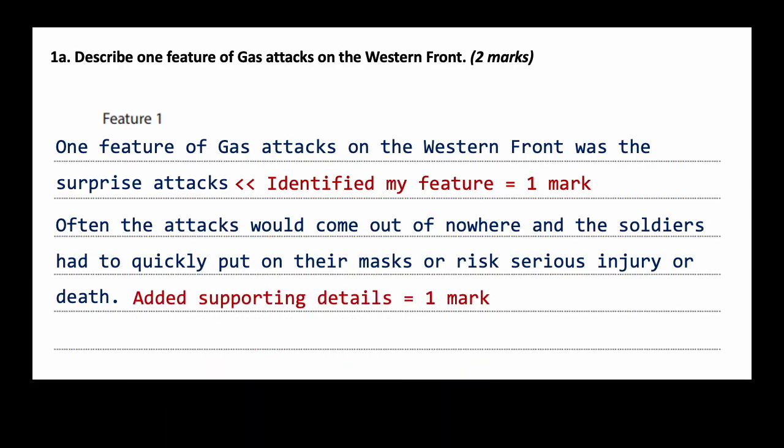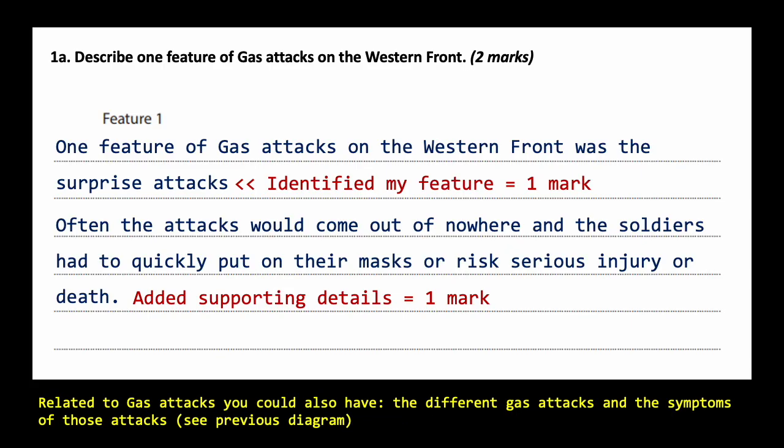And of course, you could think about some other features, which we'll have a look at in a sec on the next page. But things like the different types of gas and the symptoms. Now, that image we've just looked at will be your reminder of that, but we'll have a little look in a minute at some good answers or some other detail that you could pick if you chose to identify a feature of just one of the types, so mustard gas, chlorine, etc. Okay, so hopefully that makes sense and you can see just how easy this question actually is.